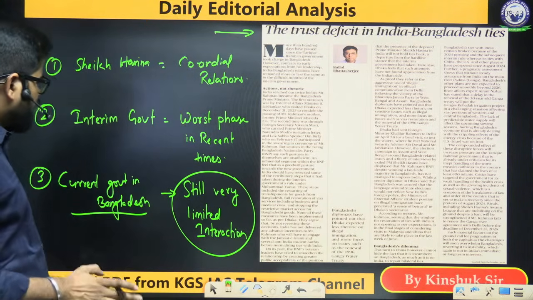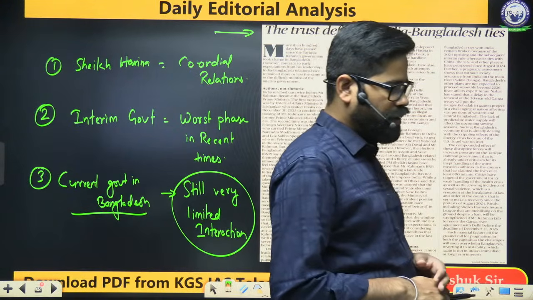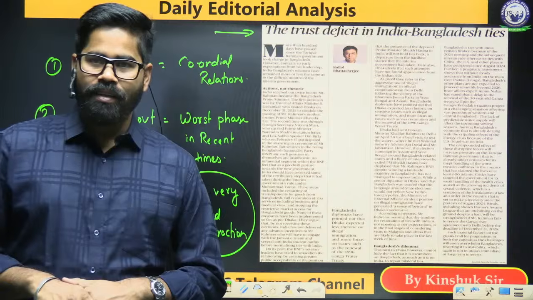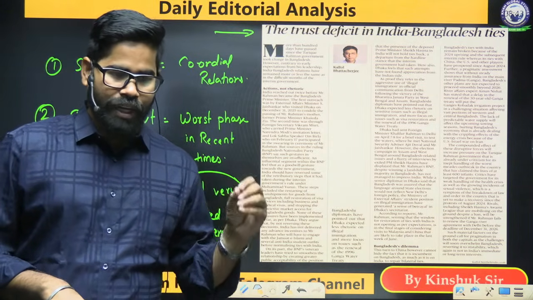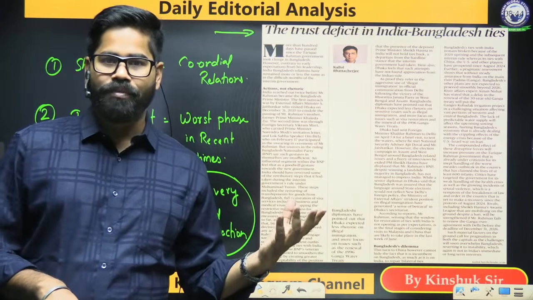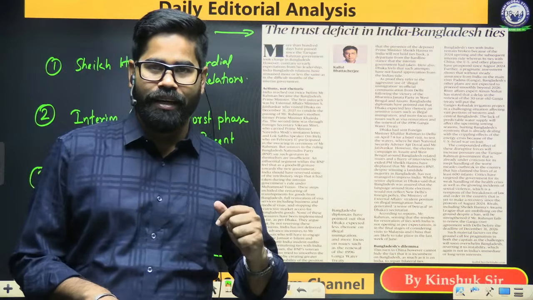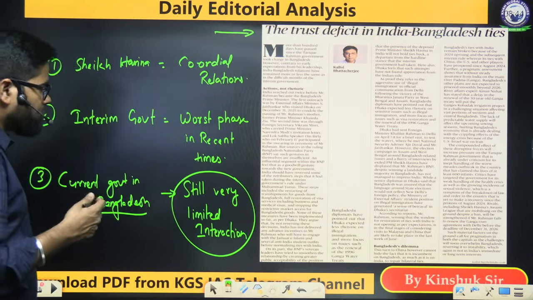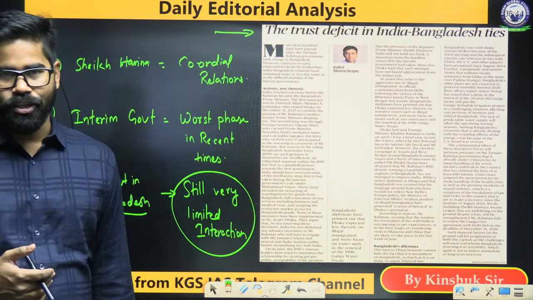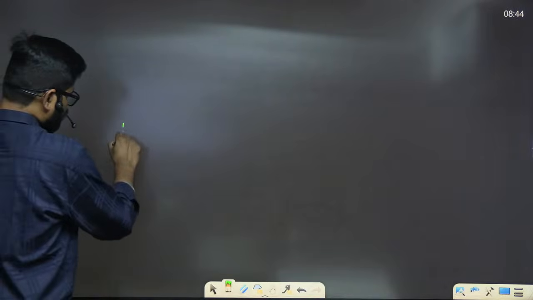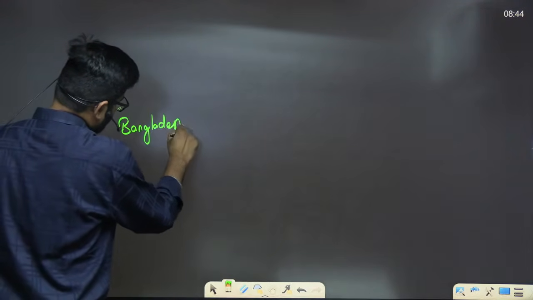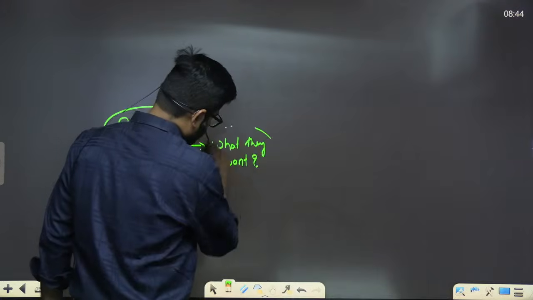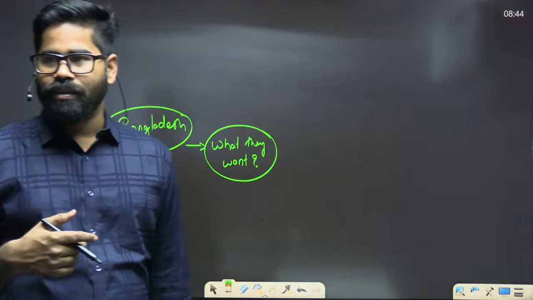Now, this one part is of course correct, Pradeep, that the current government in Bangladesh is not the same as the interim government. The interim government was something which made this relation worst. We have seen that the interim government went with policies which were totally against India. So that was one of the challenging phases. But now what we see is that Bangladesh wants India to give it some relaxation. What do they want? What are they demanding?